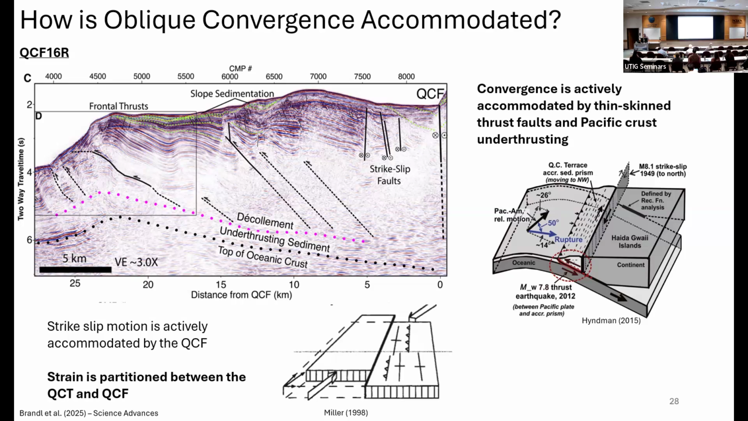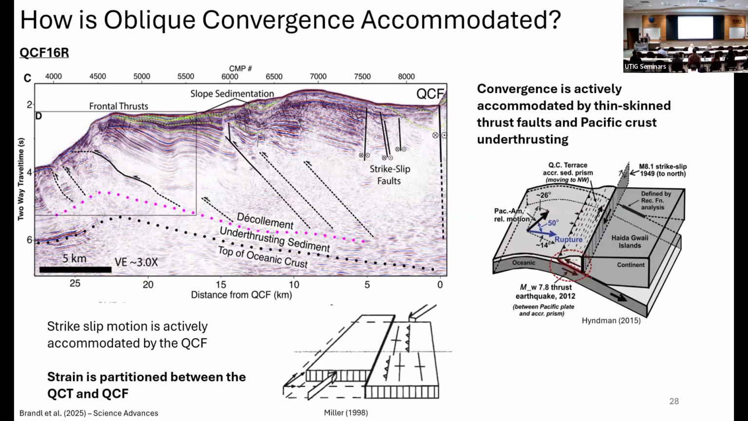We also see that strike slip motion is actively being accommodated mostly by the Queen Charlotte fault. These older strike slip faults maybe represent that earlier stage of deformation, but most of the strike slip motion is actively accommodated by just the Queen Charlotte fault. That suggests that strain is being partitioned between the Queen Charlotte fault and the Queen Charlotte Terrace. So all of the thrust faults are accommodating the convergence, and the Queen Charlotte fault is accommodating strike slip.